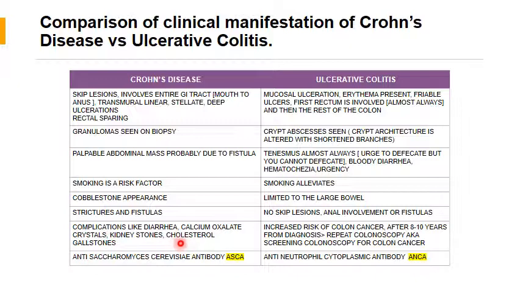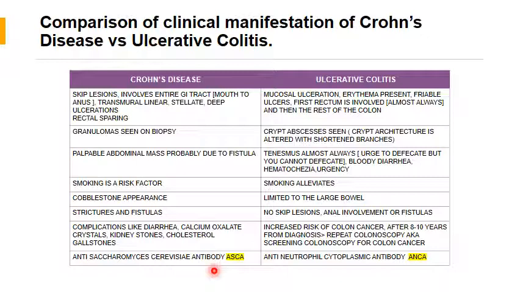Complications like diarrhea, calcium oxalate crystals, kidney stones, and cholesterol gallstones all occur with Crohn's disease. Diarrhea occurs in ulcerative colitis also, but there are no calcium oxalate crystals, which actually form kidney stones, and cholesterol gallstones occur in Crohn's disease. There is an increased risk of colon cancer after 8 to 10 years. So every time a person is diagnosed with ulcerative colitis, you have to repeat colonoscopy, known as a screening colonoscopy for colon cancer, because they have a higher risk of colon cancer, which is actually less with Crohn's disease.